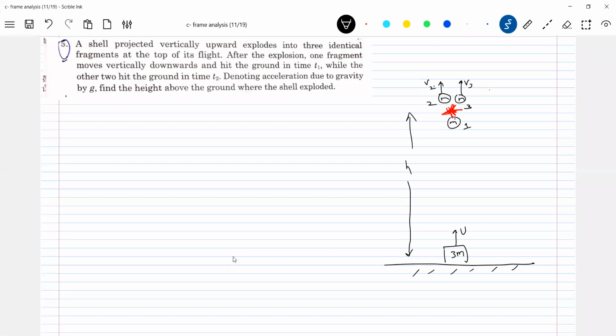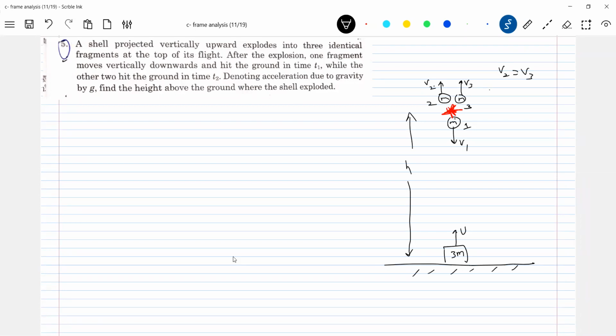So what is the time taken by the one to hit the ground? So what is the state of one? Should be at rest or should have any velocity or should be at instantaneous rest during explosion? Should have some velocity, no? Otherwise momentum will not be conserved. And what about 2, 3 fragments? They should have velocity directed upward and V2 equal to V3, both should be equal. Any reason for that? Both are having same mass.